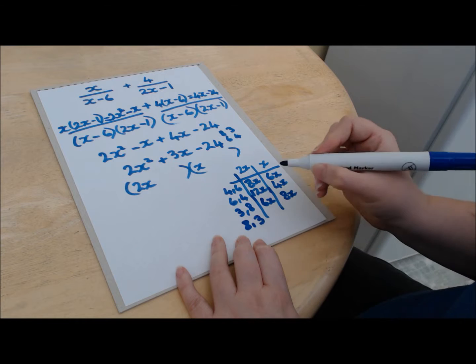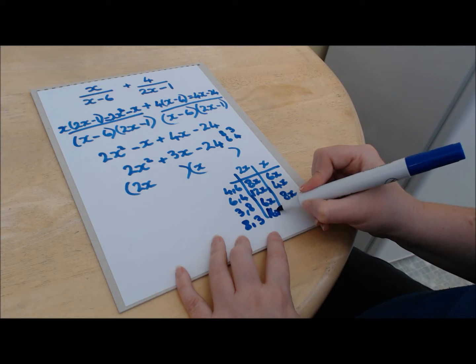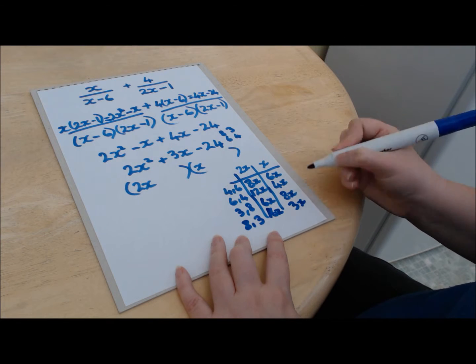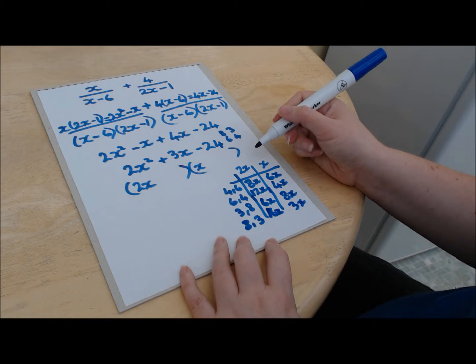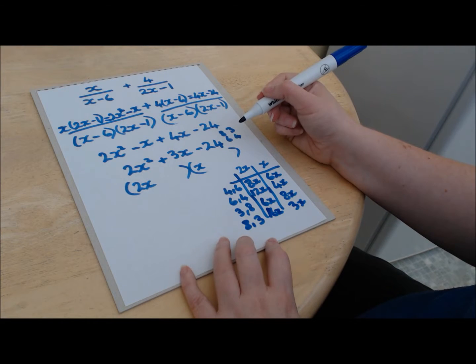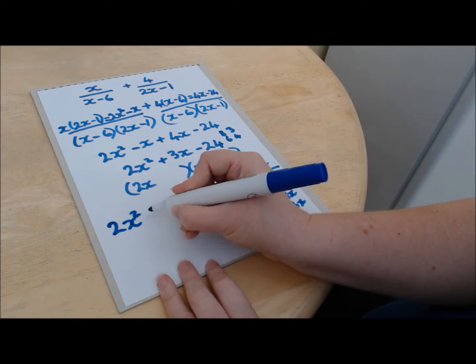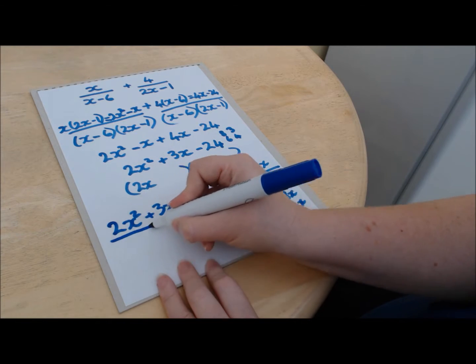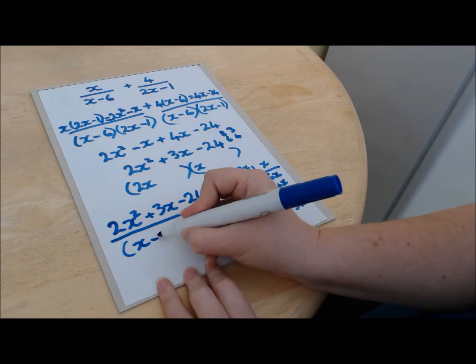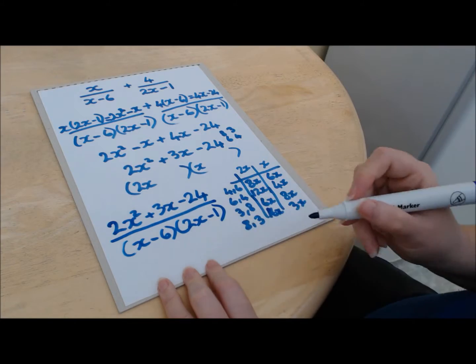It may be that this doesn't factorise. They don't always. So 8 2s are 16x, and that's 3x. That's not going to make 3 either. And I don't believe that the other possibilities would. So in this case, I've given it a bit of a go, but this isn't going to factorise. Okay, so our answer is just 2x squared plus 3x minus 24 all over x minus 6 in brackets multiplied by 2x minus 1 in brackets.